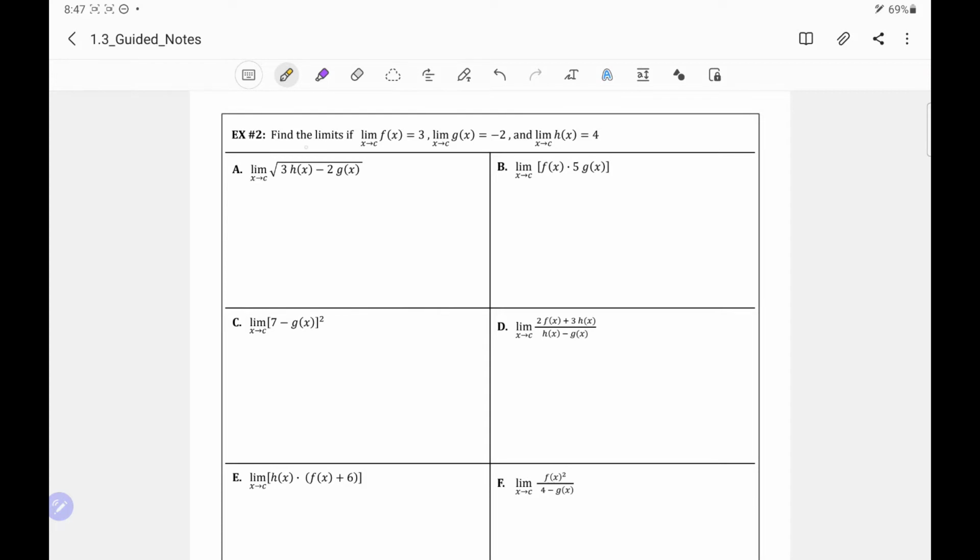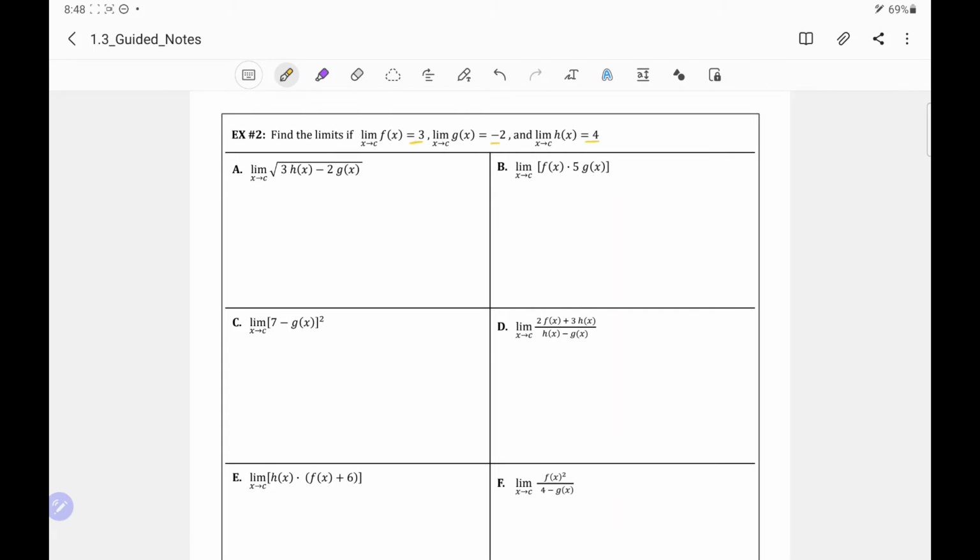So here's the information. Find the limits if the limit as x goes to c of f of x is 3. So the limit of f of x as x goes to c is 3. For g of x, it's negative 2. And for h of x, it's 4. I'm going to erase that highlight because we won't need it. But basically, they've already told us what each of the limits are. And so we're going to use this information.